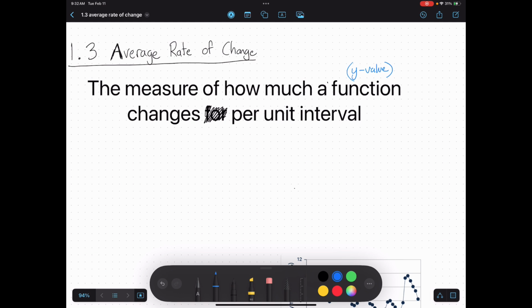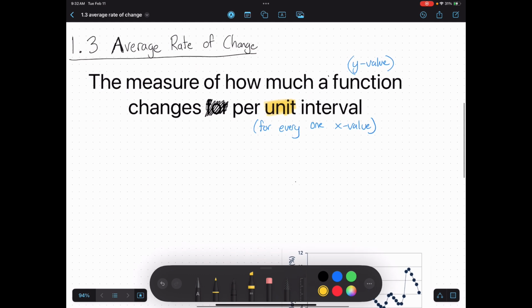What am I talking about with this unit interval? Well, this is really just saying for every one x value. That word unit right here is what tells me that I'm working with just an interval of 1, and we're looking at my x intervals. So it's how a function value changes per unit interval.